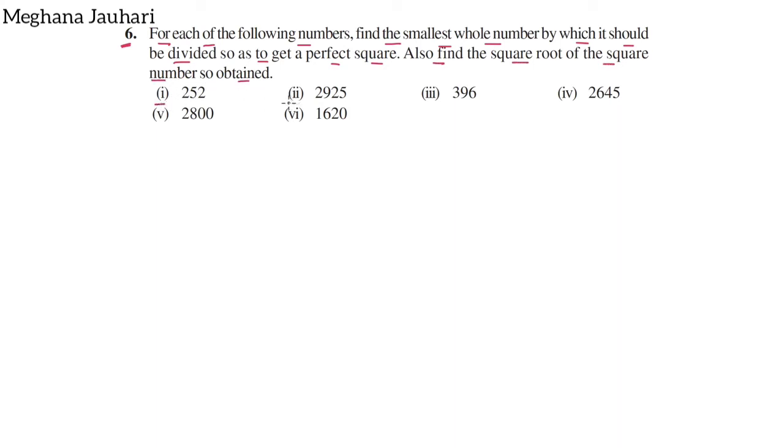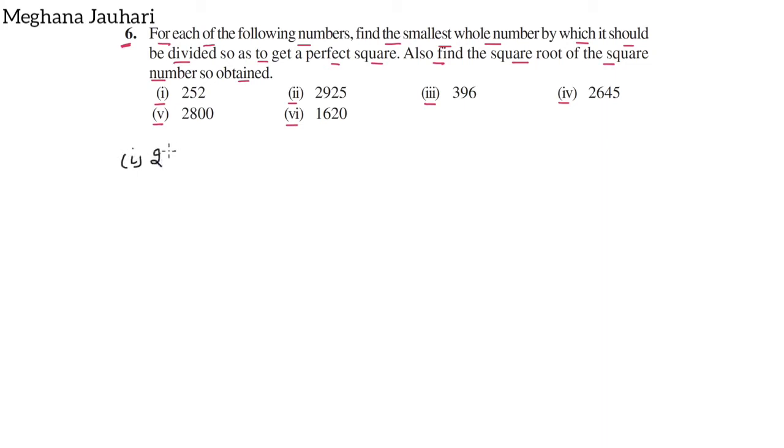So, we have 6 parts in this question, and for each of these we need to find the smallest whole number by the prime factorization method, as we have done in our previous question. Clear? By which it should be divided so that we can get a perfect square number. So in each case, we will prime factorize the number, and then we will determine the number by which to divide. Okay, so let's start with the first part.